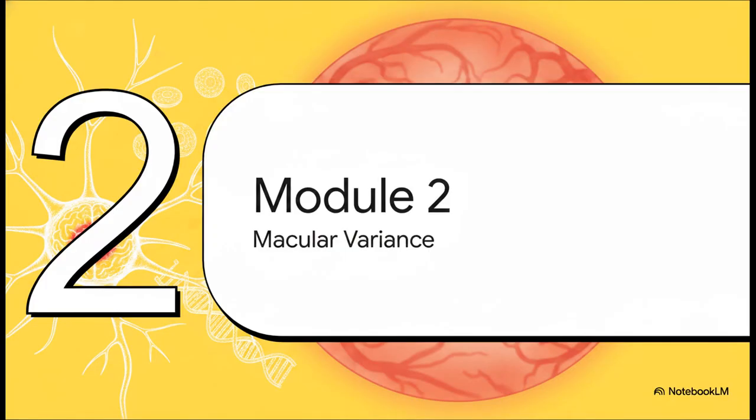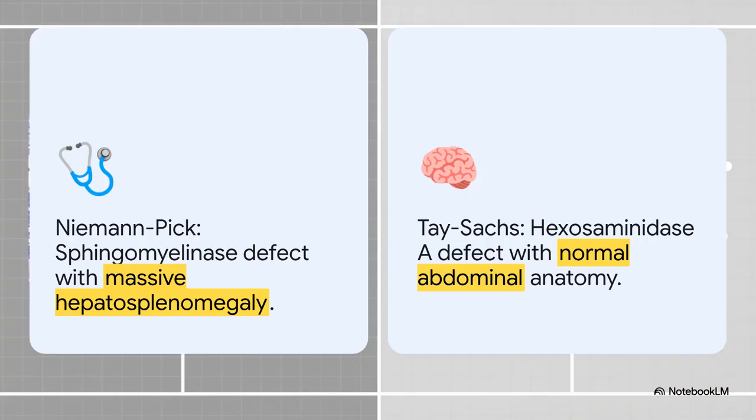Module 2. Neurodegeneration and Macular Variants. This brilliantly illustrates the kind of clinical variance you have to master. We're contrasting Niemann-Pick disease and Tay-Sachs disease. Both of these autosomal recessive conditions feature devastating, rapid neurodegeneration and an absolutely identical infantile cherry red macula. So what's the variance? The sole defining diagnostic variable in a clinical vignette is actually the abdominal exam. Niemann-Pick strictly features massive hepatosplenomegaly because of that systemic macrophage involvement. Tay-Sachs, on the other hand, strictly spares the liver and spleen, presenting with a completely normal, benign abdominal anatomy. Lock that distinction in right now.